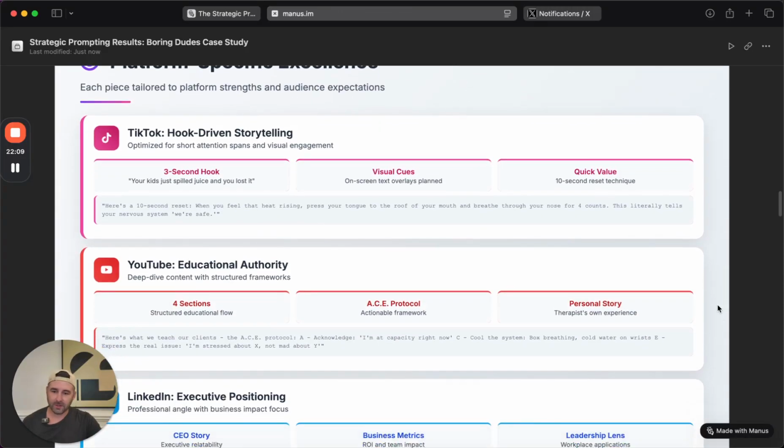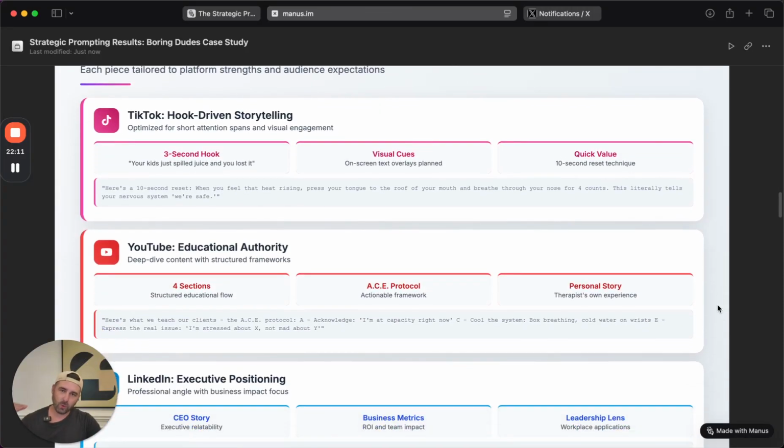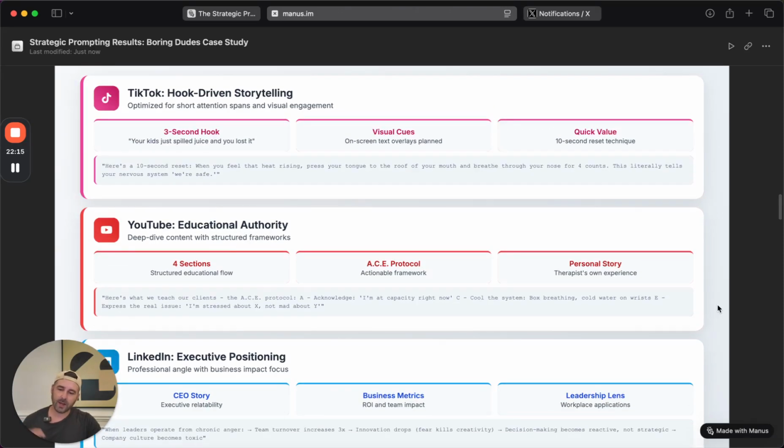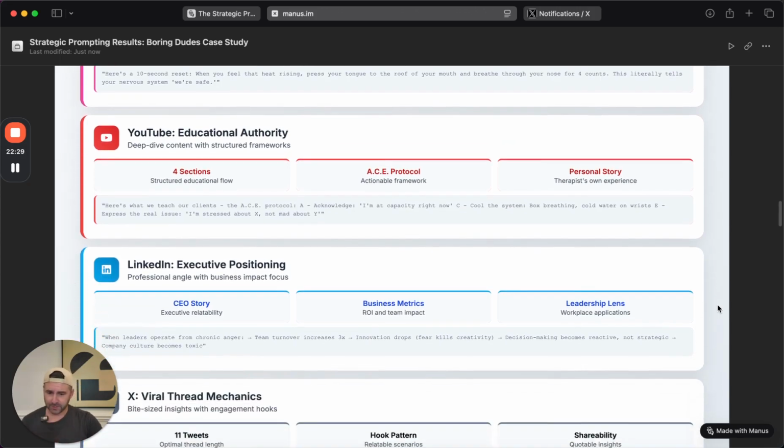We've got sort of an overview of what's working for each platform. So with TikTok, with YouTube, with LinkedIn, we've got hook-driven storytelling, educational authority, executive positioning. You can kind of see that it's already thought through all of the specifics that you need to go and build content from this framework out of the gate.